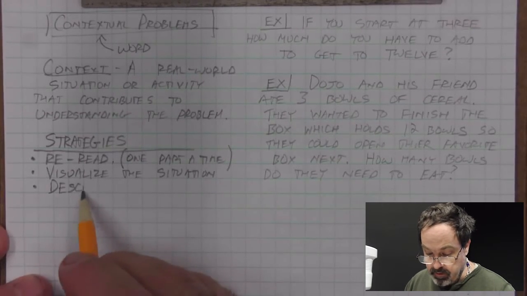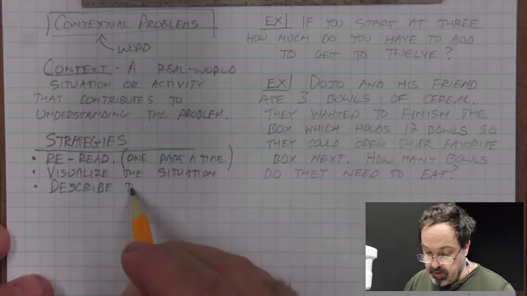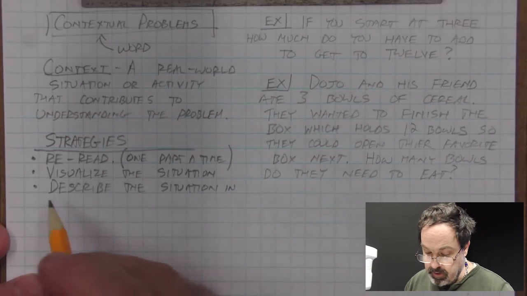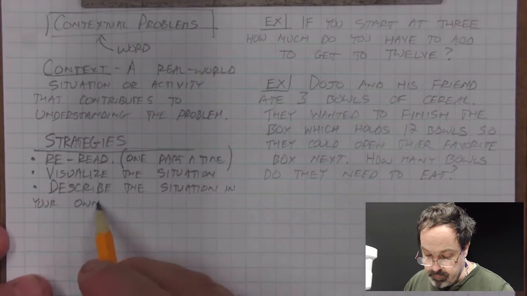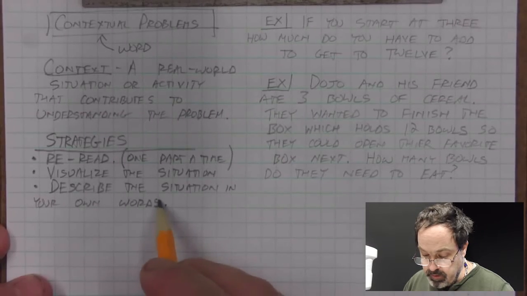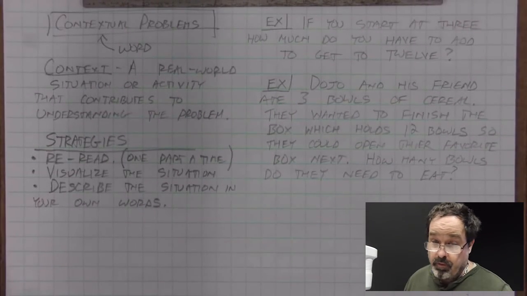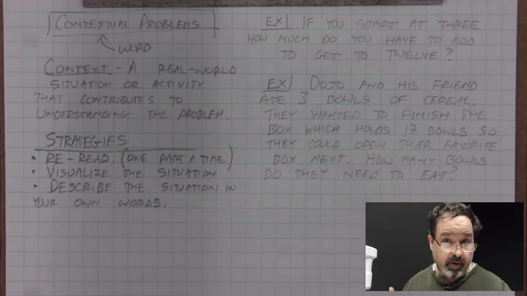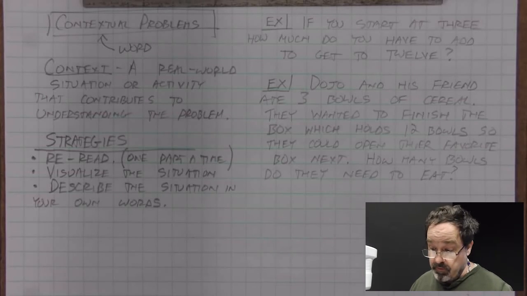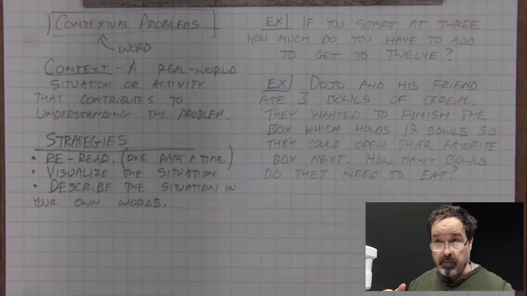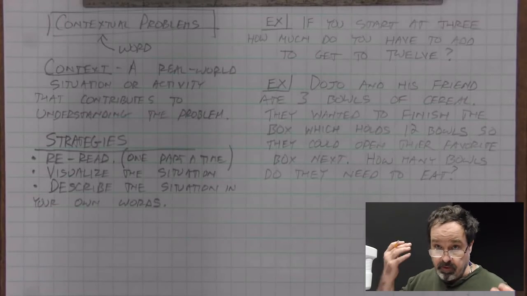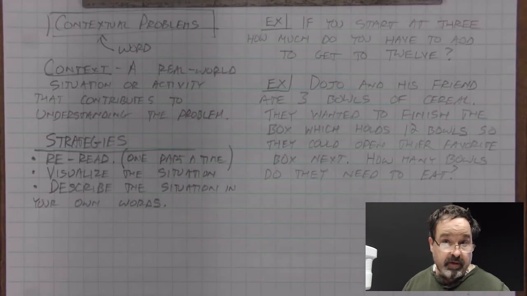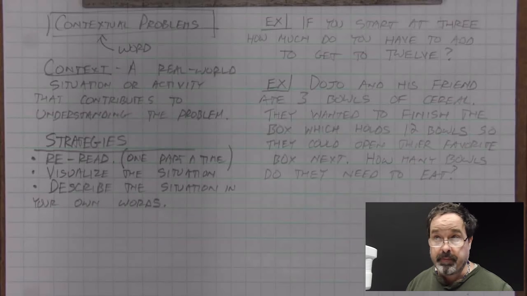Another strategy is describe the situation in your own words. This is a good thing to do in understanding anything. The words that the problem uses may not be the way that you visualize the situation. So to understand the situation, you can interpret and then say it out loud or to somebody else or in your mind. Try to reiterate the words, I mean say it again, but say it in your own way.